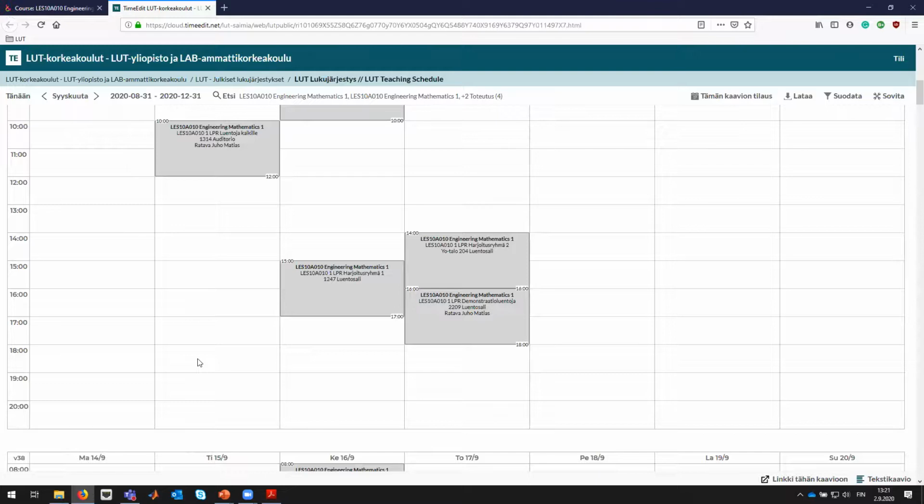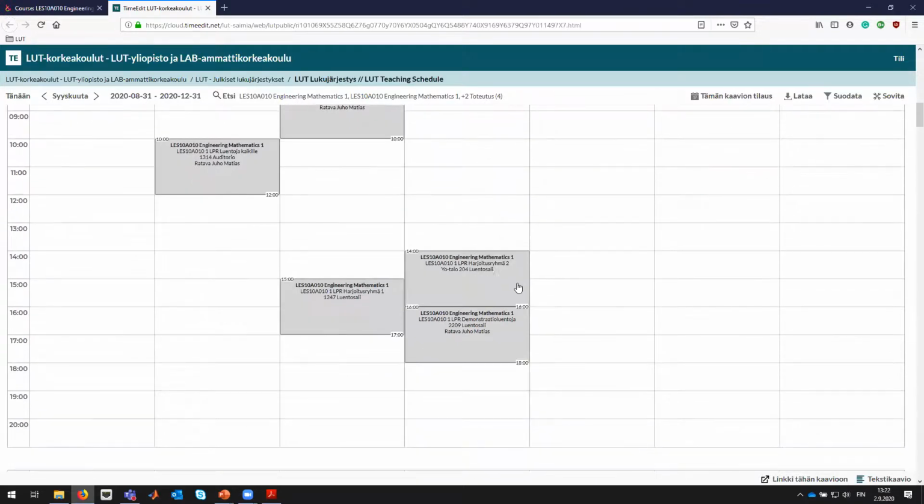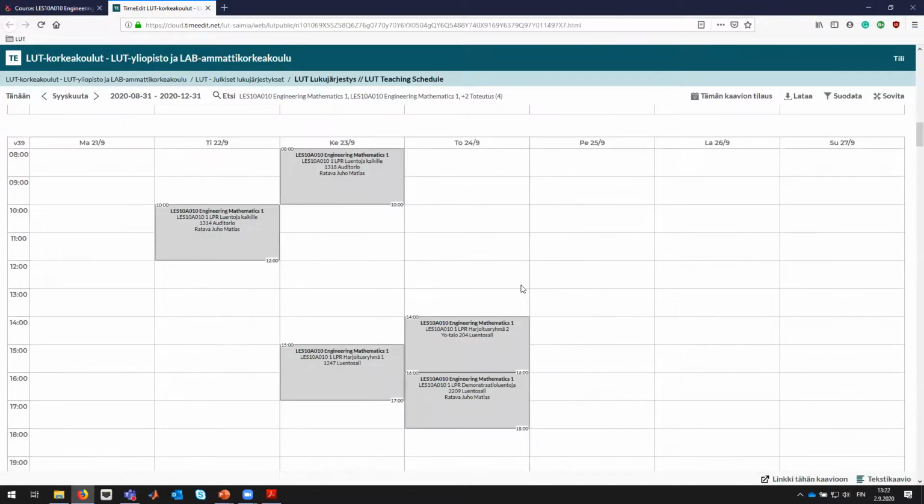And on time edit, it will tell you which is group 1 and which is group 2? Yes, it says harjoitusryhmä, oh great, this is only in Finnish. Harjoitusryhmä 1 means exercise group 1, so it's on Wednesday, and harjoitusryhmä 2 is exercise group 2. Hopefully these don't change. Occasionally these swap around, but let's keep it so that the Wednesday one is 1 and Thursday one is 2.